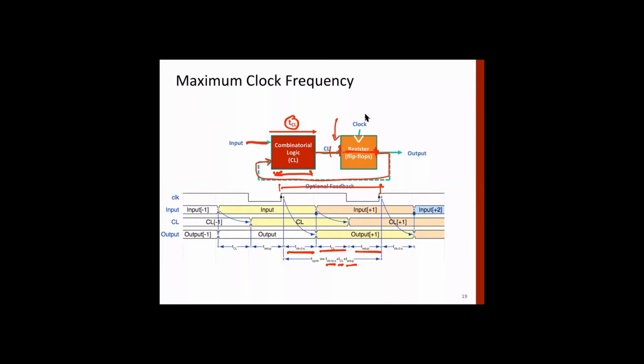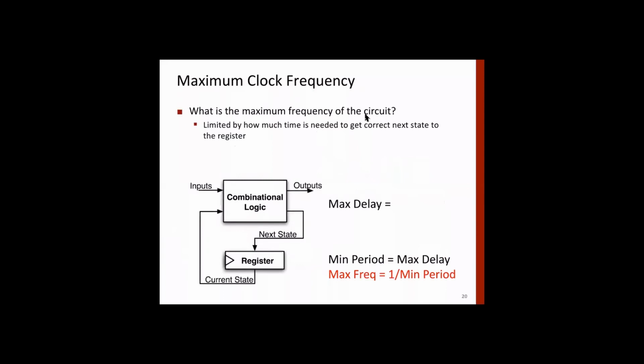And the summation of this has to be less than the clock cycle time. So this now defines the limit on how fast you can run the clock. Let's look at this the other way, right? The same thing we are showing it here.